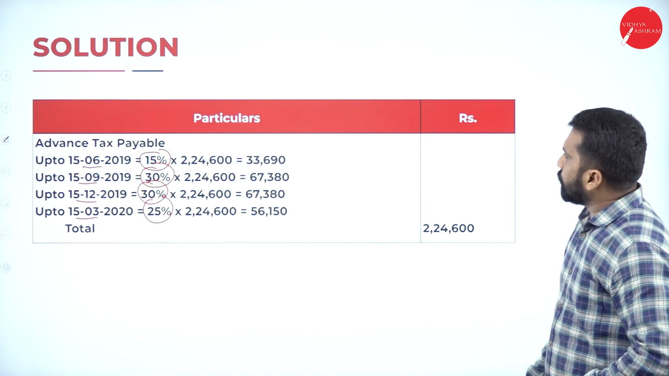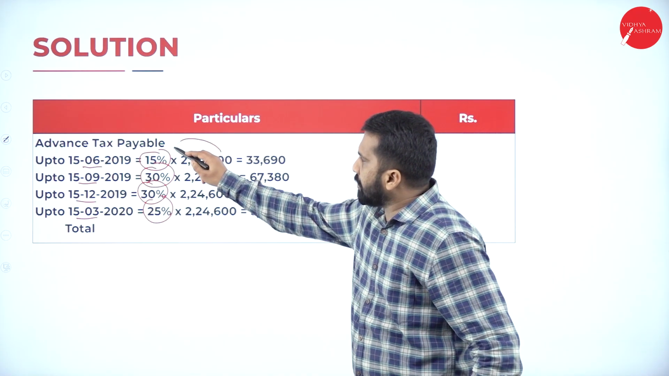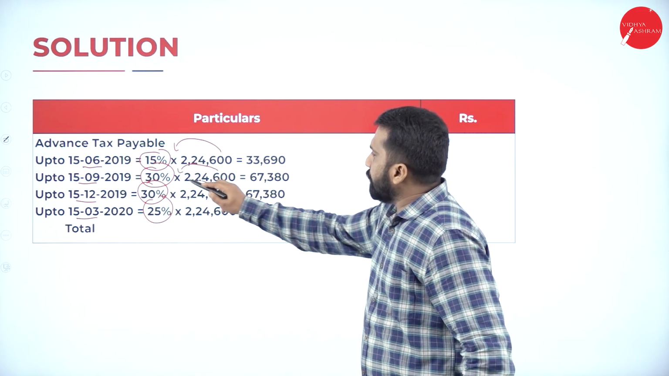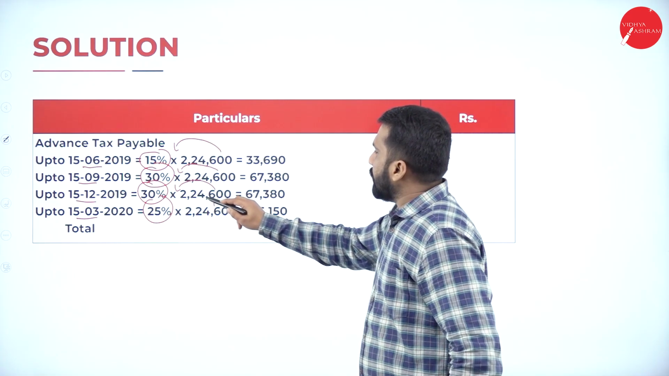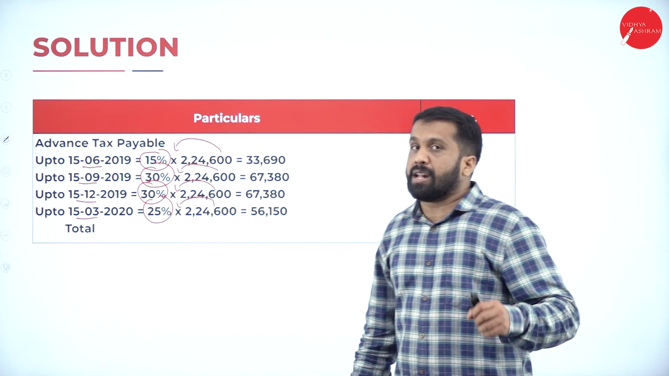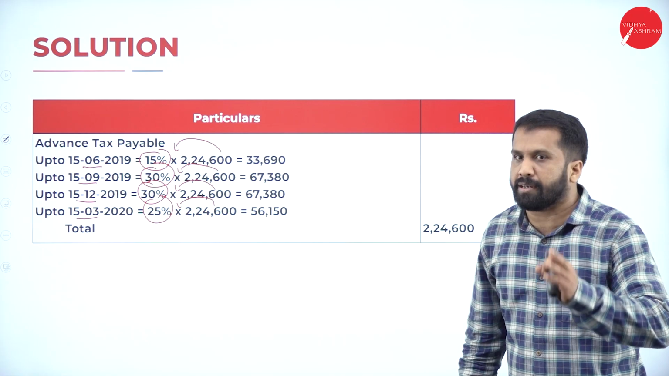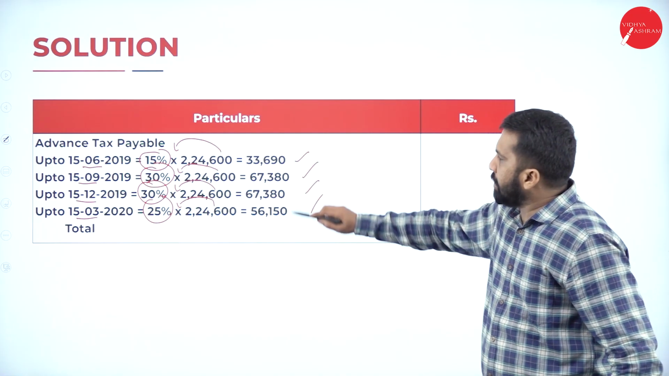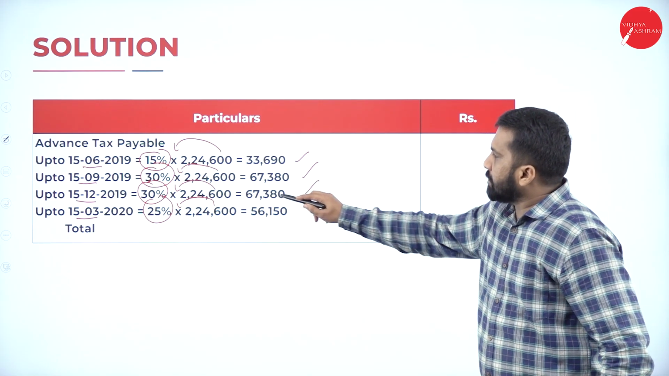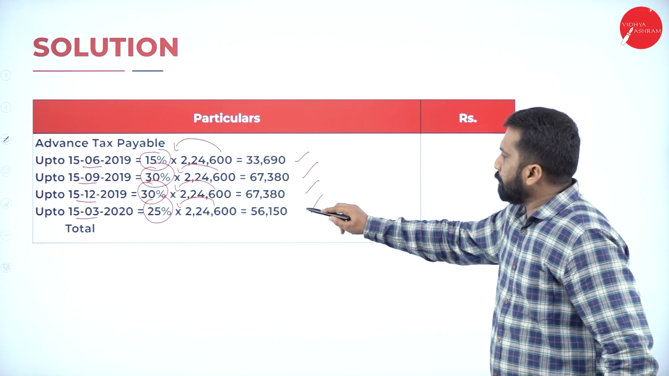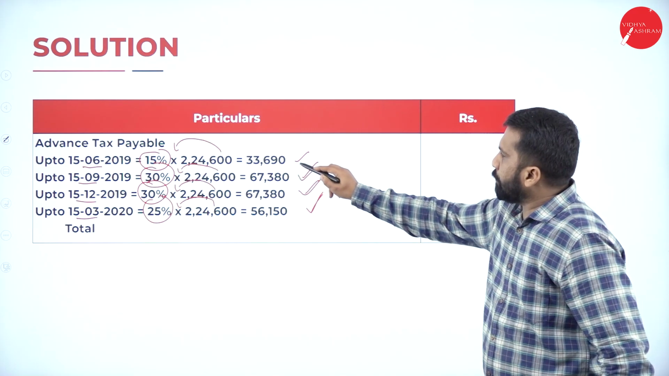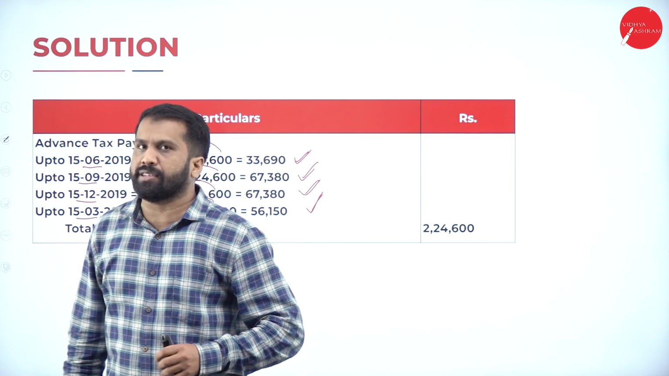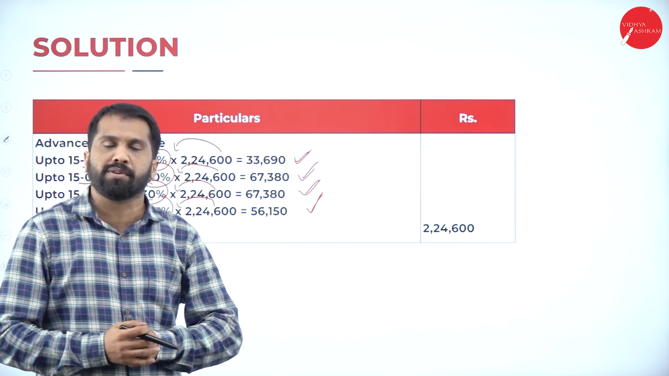2,24,600 into 15%, 2,24,600 into 30%, 2,24,600 into 30%, 2,24,600 into 25%. Hope you are clear. So you got 33,690, 67,380, 67,380 and 56,150. Very good. So these are the calculations we are supposed to do.